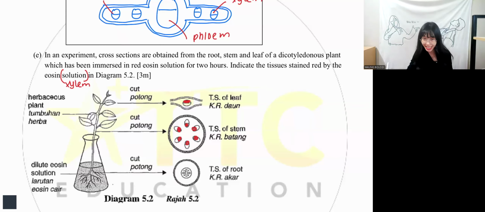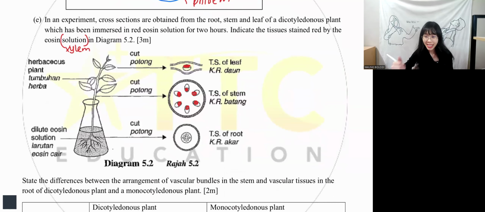And then for the roots, what is the pattern of the roots? Xylem. It's called a star-shaped xylem, correct? Star-shaped xylem. Okay, so these are the parts that we have labeled. Easy 3 marks, guys. They give you 3 marks for doing this.